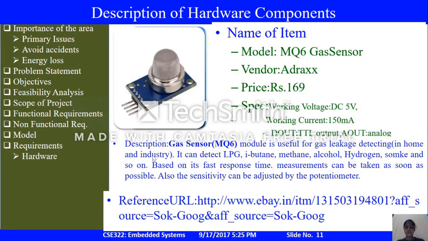And this gas sensor module is useful for gas leakage detection in home and industry. It can detect LPG, isobutane, methane, alcohol, hydrogen, smoke, and so on. Based on its fast response time, measurements can be taken as soon as possible. Also, the sensitivity can be adjusted with the help of the potentiometer.